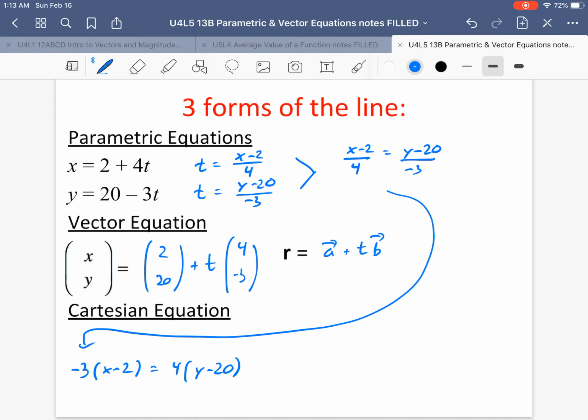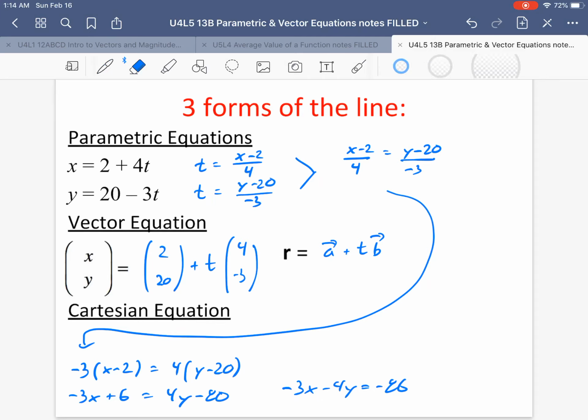So -3x plus 6 is equal to 4y minus 80. And now if we want to put this in standard form, standard form says have the expressions with variables on one side, the expression with a constant on the other. So this is going to turn into -3x minus 4y is equal to -86.